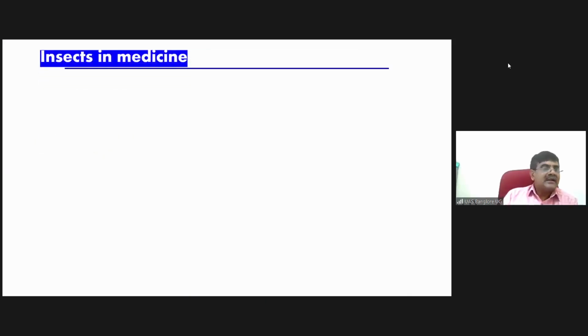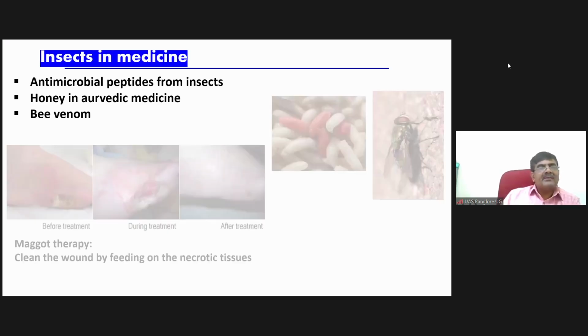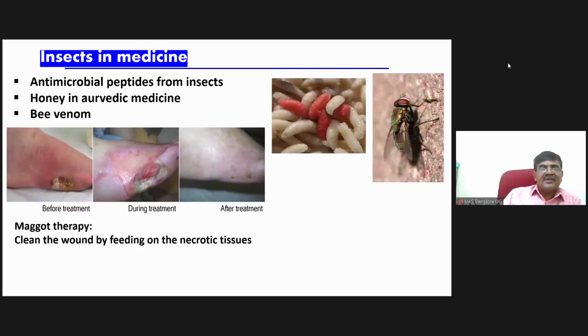So in this way, insects can be used in criminal investigations. And insects can also be used in medicine. Insects have antimicrobial peptides that can be used in curing some of the diseases. Maybe in future you may cure cancer by using insect antimicrobial peptides. And the honey you get from honeybees can be used in Ayurvedic medicine. Even the bee venom can be used in bee therapy.